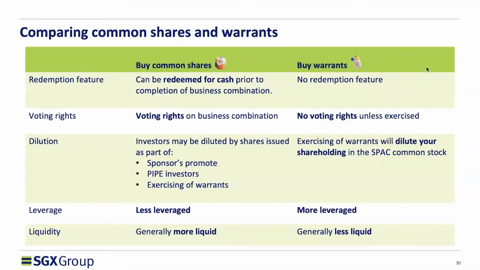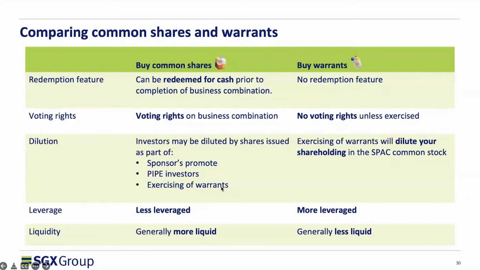Okay, so having gone through a bit of what warrants are, we are going to compare how they might differ from the common shares. So we mentioned the protection mechanism around the common shares earlier. Remember, we have the redemption feature where you can redeem the shares for cash prior to the completion of the business combination. You also get voting rights as a SPAC shareholder on whether you want the business combination to go through or not. But if you're holding on to the warrants, then there is no redemption feature. And unless you were to exercise your warrants and be holding on to the shares, then you would not be having any voting rights as a holder of the SPAC warrants.